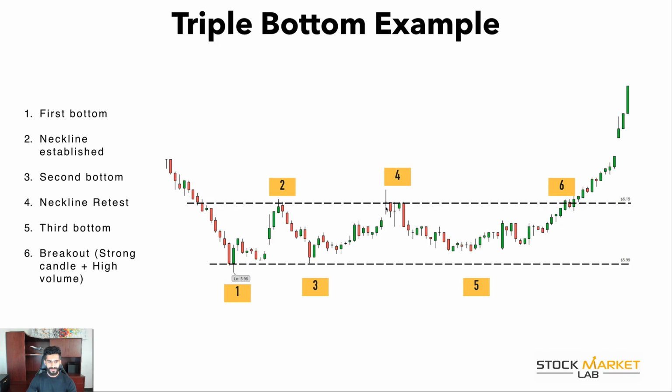Here's another example. You can see the stock is on a downtrend. First bottom. Neckline. Second bottom. Neckline. Third bottom. Break of the neckline, you can see it has a little hard time, consolidation. Boom, the stock makes a nice move up.